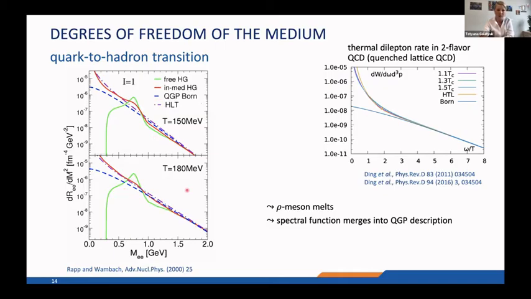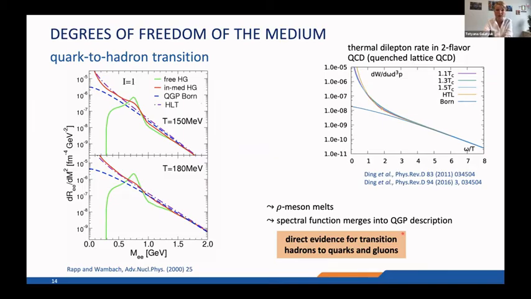mesons melt even further, such that at temperatures, here as an example 180 MeV, one basically does not see any structure in the dilepton rates calculated for the rho meson. And at some moment, the spectral function merges into the QGP description, indicating that we have a change of the degrees of freedom. And such a measurement would be extremely beautiful. And we look forward to the results from RHIC and also LHC.